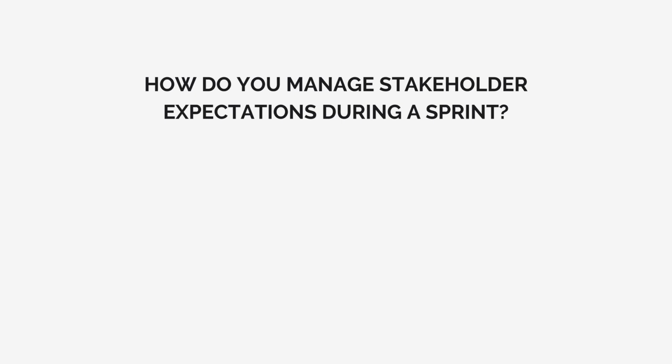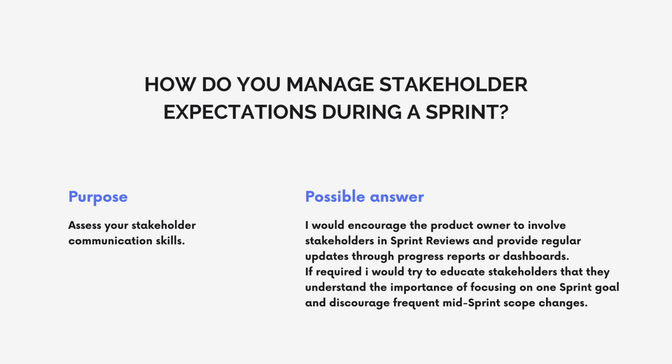Next up, how do you manage stakeholder expectations during a sprint? Here, the purpose of this question is to assess your stakeholder communication skills. Here, the possible answer could be that you would encourage the product owner to involve stakeholders in sprint reviews and provide regular updates through progress reports or dashboards. If required, you would also try to educate stakeholders so that they understand the importance of focusing on one sprint goal, and you would discourage frequent mid-sprint scope changes.